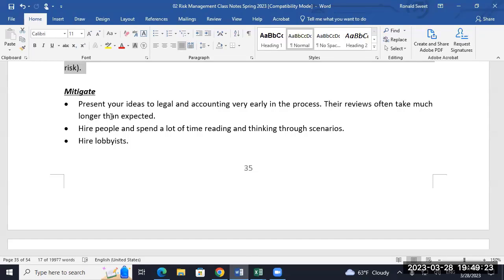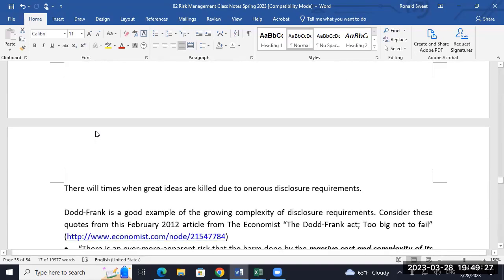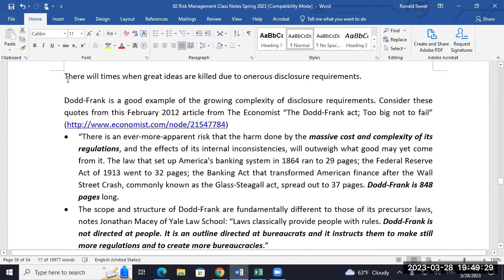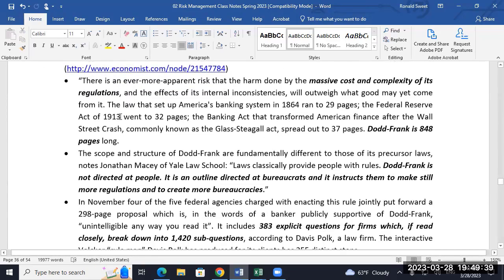You can hire lobbyists to try to change the rules if you'd like. That's not going to be all that effective. So there are times where you have a great idea. It really would be great, and it's the disclosure requirements that are going to mess you up. So Dodd-Frank, this is something out of The Economist when Dodd-Frank came out 10 years ago.